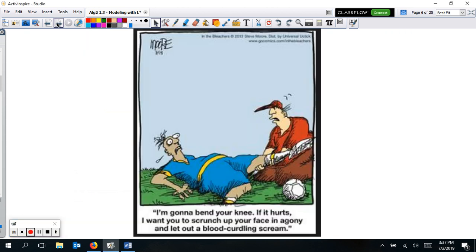All right, well, for our cartoon, we have an In the Bleachers cartoon. It says, I'm going to bend your knee. If it hurts, I want you to scrunch up your face in agony and let out a blood-curdling scream. The guy playing soccer had a knee injury. Of course, he's going to do that if he bends his knee.